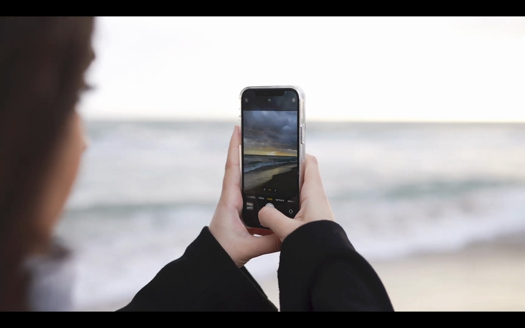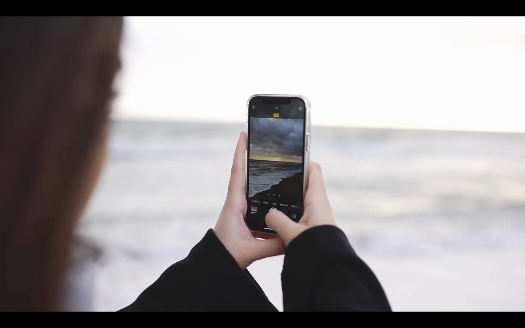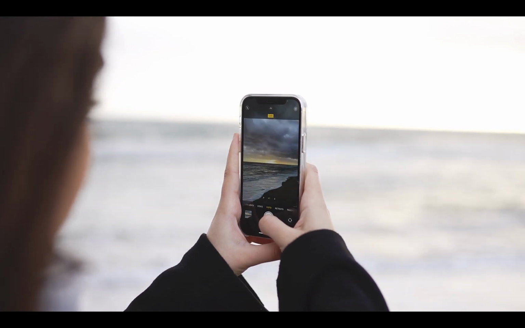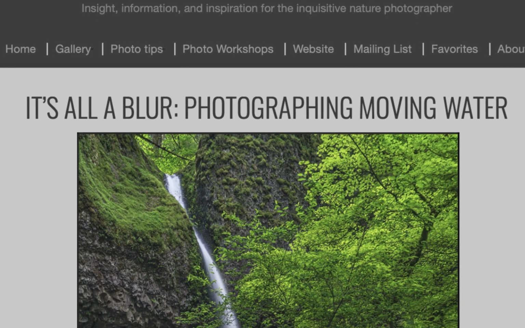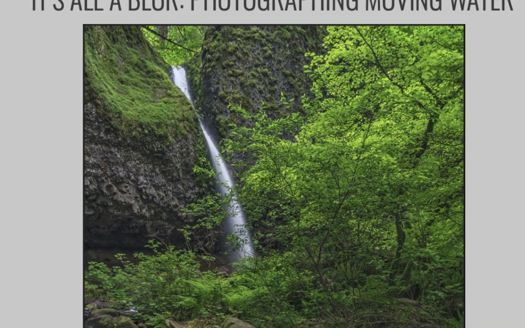If you want to get standout images from your iPhone, as opposed to the run-of-the-mill snapshot, one option is to shoot with a long exposure. In this video, we're going to be running through how to use long exposure to blur moving water.